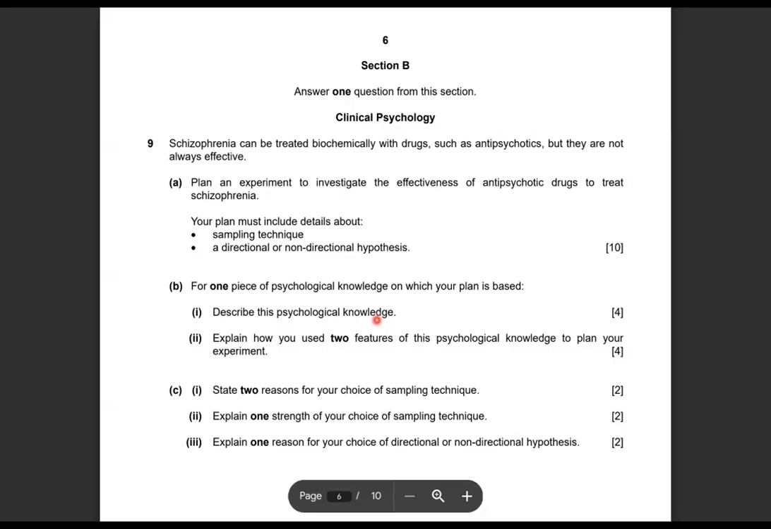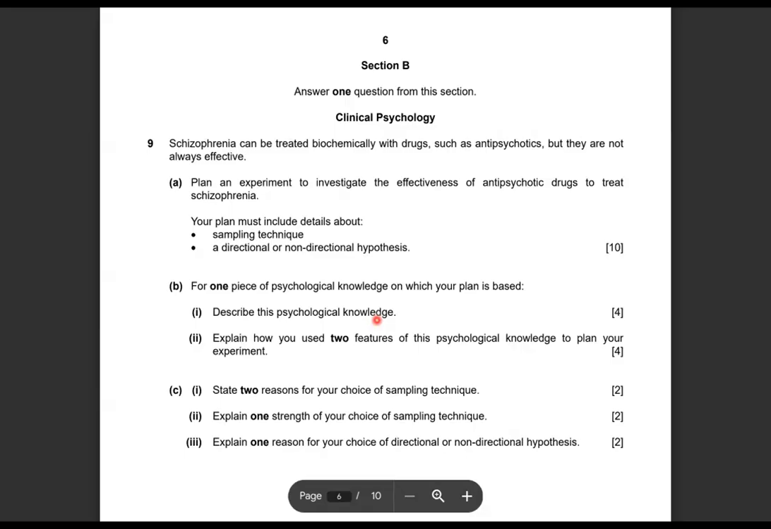In part B2, we're actually going to pinpoint 2 specific features of that topic that we are incorporating in our answer. For example, we described first and second generation antipsychotics in B part 1. In B part 2, we can say that one feature that we used was we compared second generation antipsychotic drugs to placebos, right? Because that is something that was done in the study. Specifically, the second generation antipsychotic drugs were used, perhaps because they have fewer side effects than first generation antipsychotics.